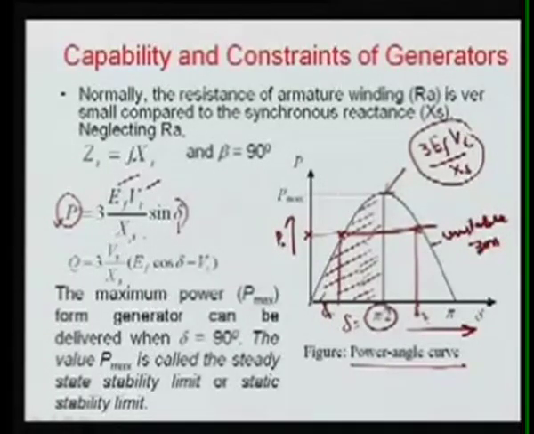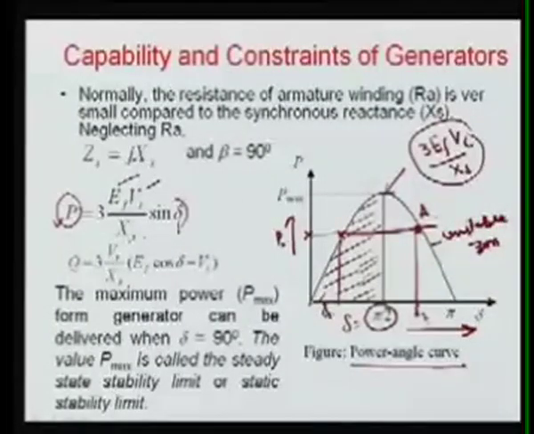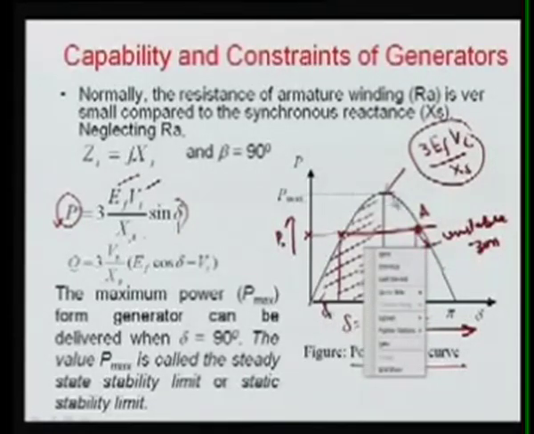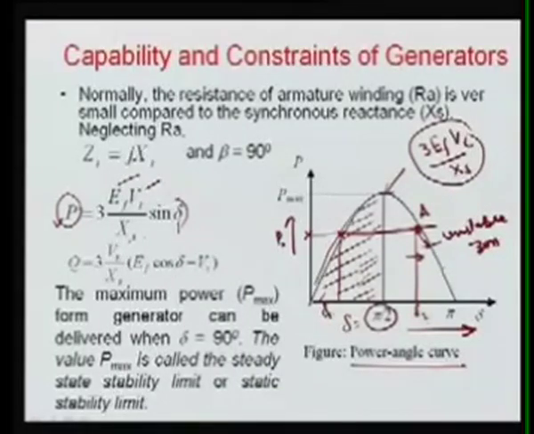Now, how can we say that this is stable or unstable? Let's suppose our system is operating at point A. If there is a sudden increase in power, what happens from this expression? If the power is increased, keeping this constant, we have to increase delta. But beyond this angle, what will happen? If your angle is increased, you come here and your power is reduced. But we want more power. So this area is unstable and this area is stable.